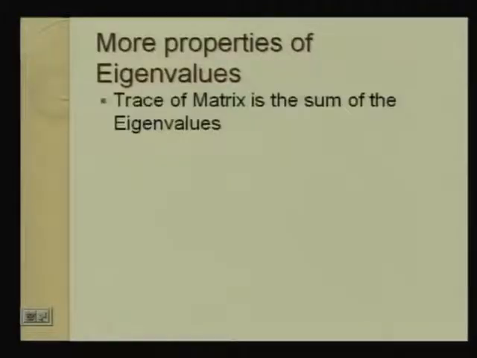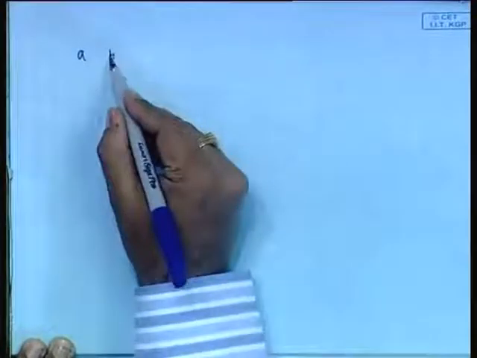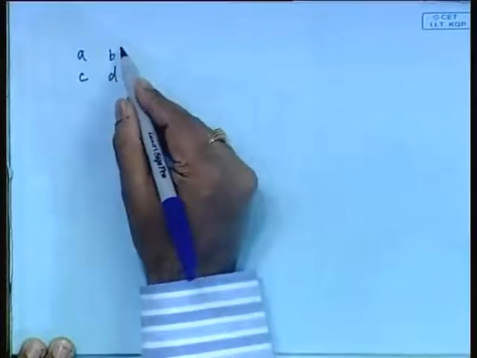Yeah, here are some more interesting properties of eigenvalues. What this theorem says is that the trace of a matrix is the sum of the eigenvalues. So you know what the trace of a matrix is? The sum of the diagonal elements. So what it says is the trace of a matrix is the sum of the eigenvalues. We will just take a very small example and show it. We will not prove the general case, but I will give you the sketch of the proof.